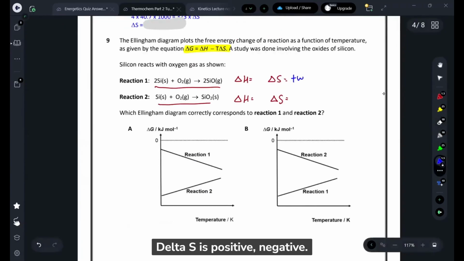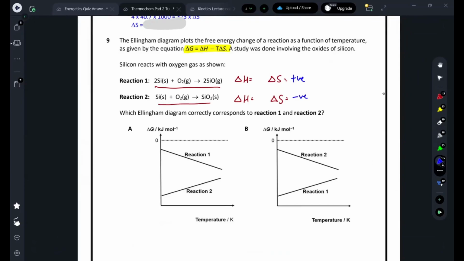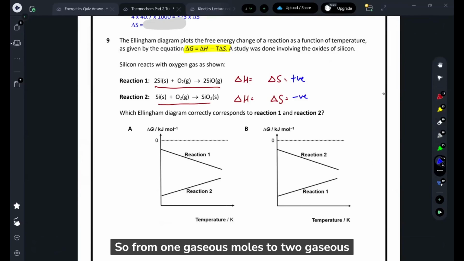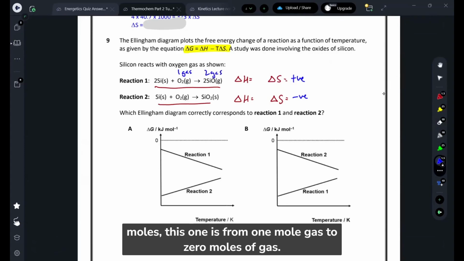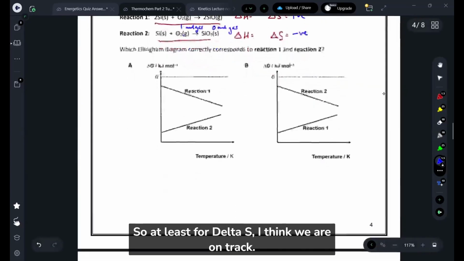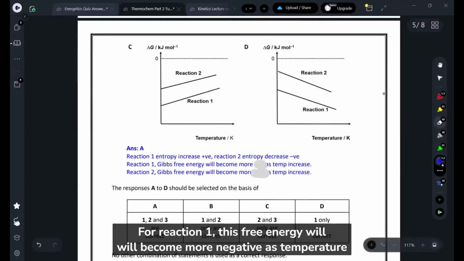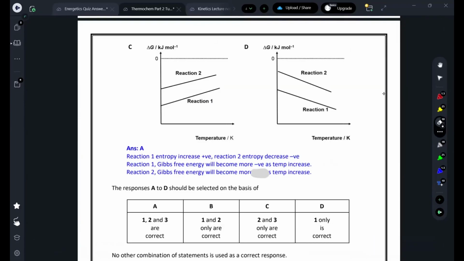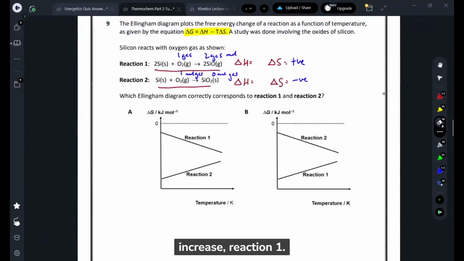Delta S is positive, negative. Okay, so from 1 gaseous mole to 2 gaseous moles. This one is from 1 mole of gas to 0 moles of gas. So at least for delta S, I think we are on track. For reaction 1, this free energy will become more negative as temperature increases.